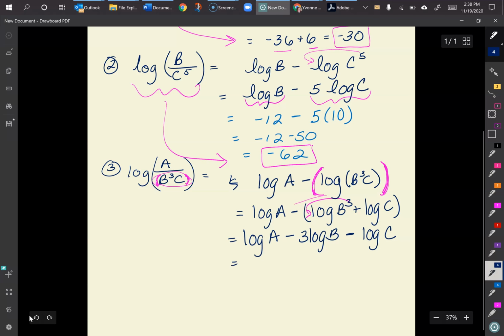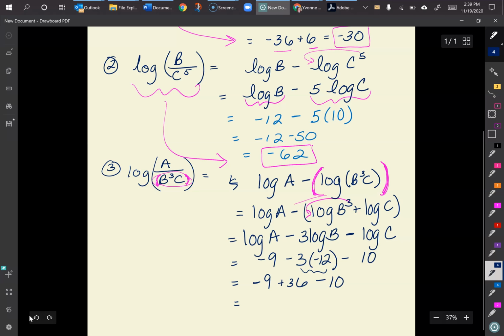So then we're going to have log A was equivalent to negative 9. And then we have minus 3 log B was equivalent to negative 12. And log C is equivalent to 10. So now we're going to just go ahead and calculate those out. I have a negative 9. I have a negative 3 times negative 12 that I need to do in there. So that's a positive 36. And then my minus 10.